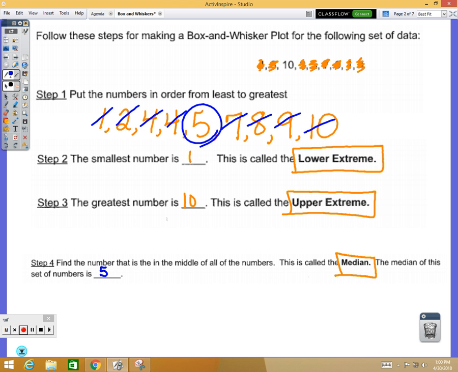So again, order the numbers from least to greatest. Smallest number is the lower extreme, highest number is the upper extreme, and then you find the median just like you would normally. Alright, now we're going to move on to some words that are a little bit different that you may not have heard unless you remember them from last year.